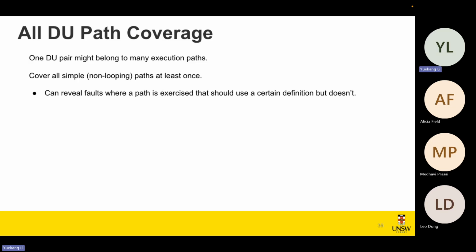So what we want is to cover all the non-looping paths in between the def-use pairs at least once. So this is DU path coverage, and as we can see, it is actually stronger than the DU pair coverage, right?